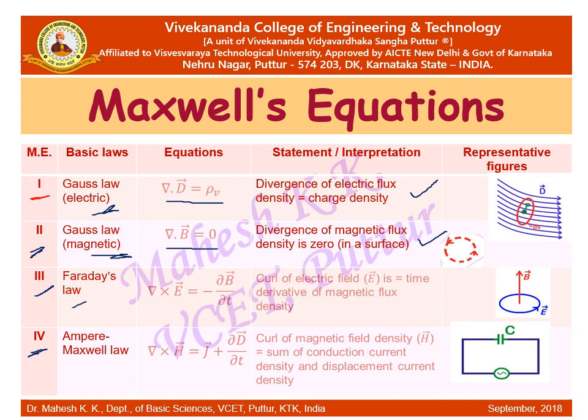Third one is Faraday's law. Faraday's law is curl of E is equal to minus dou B by dou t. So there is a connection between electric and magnetic fields. The statement is that curl of electric field E is equal to the negative time derivative of magnetic flux density. Fourth, Ampere-Maxwell law. There, curl of H is equal to J plus dou D by dou t. Again there is a magnetic parameter, and J is a current parameter. So curl of magnetic field H is the sum of conduction current density and displacement current density.